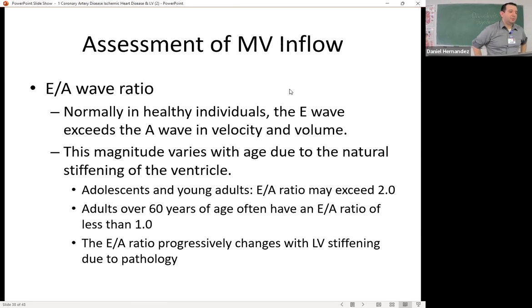In normal healthy individuals, the E wave is going to exceed the A wave in both velocity and volume. This magnitude varies with age due to natural stiffness of the ventricles. In young adults and adolescents, E to A ratios may actually exceed 2.0. Adults over 60 often have an E to A ratio which is less than 1. So the E to A ratio progressively changes with left ventricular stiffening and is due to different pathologies.